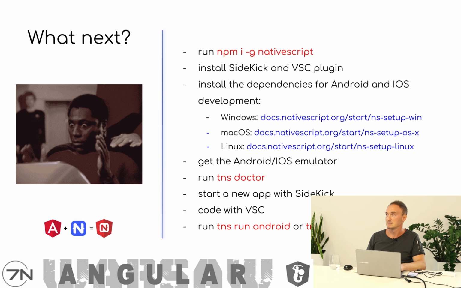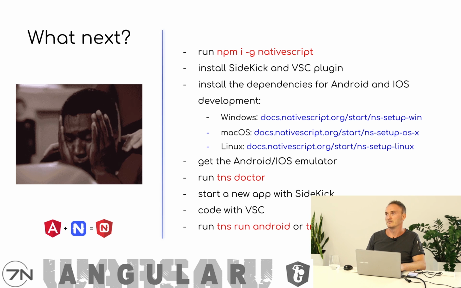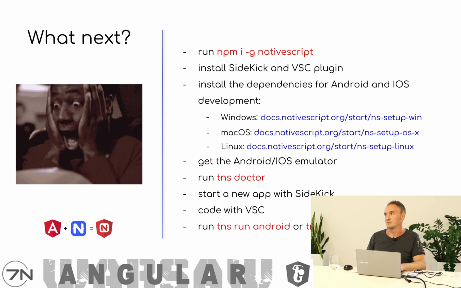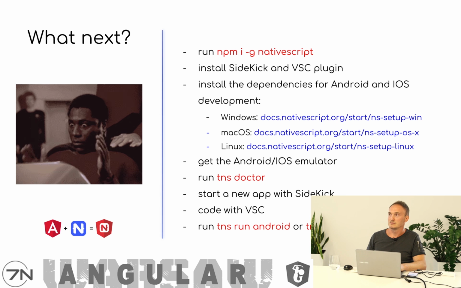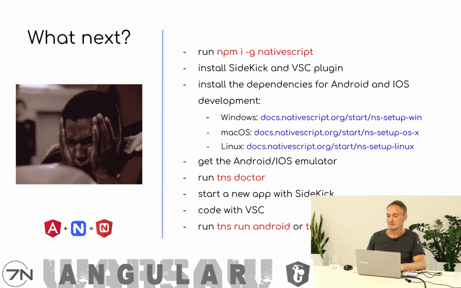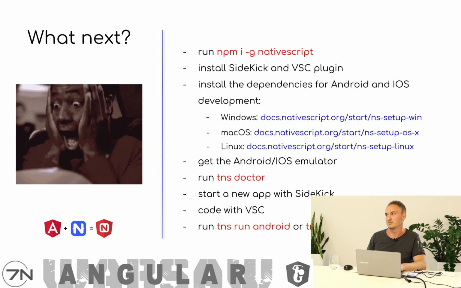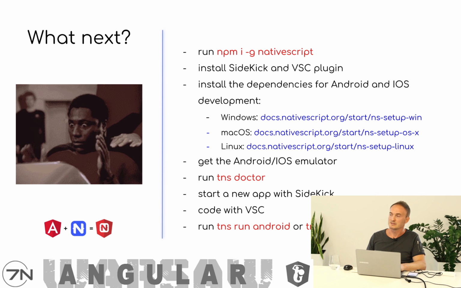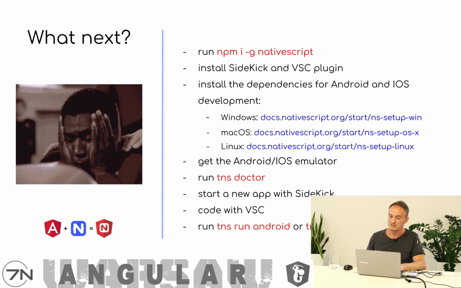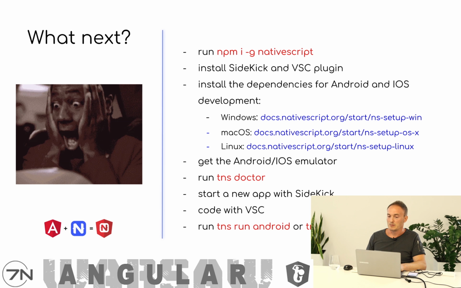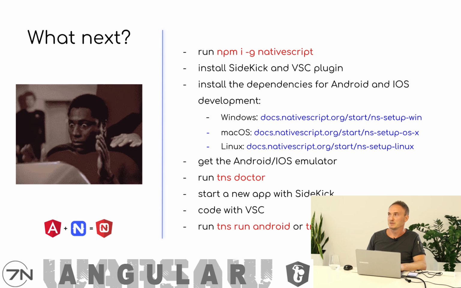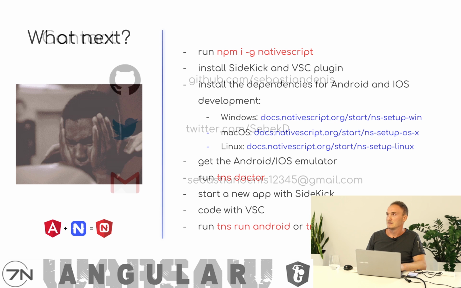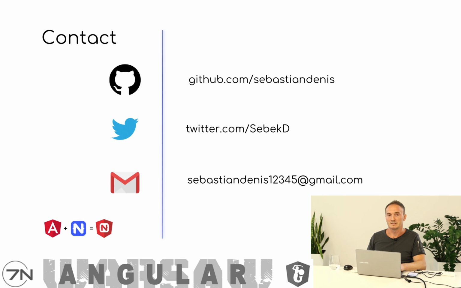If it is okay, you can start new app using Sidekick. You can choose any predefined template, and then you can code with your favorite IDE, for example, Visual Studio Code. And when you want to run an app on your device, you type TNS run Android or TNS run iOS command, and it will build and upload app to your device.